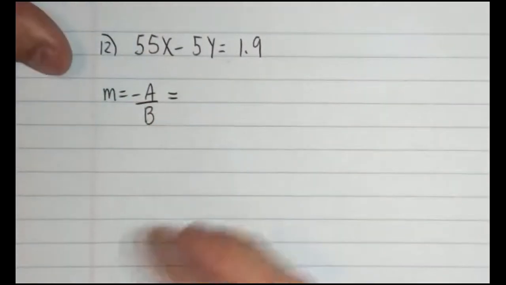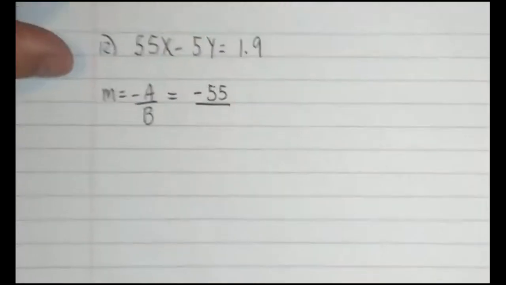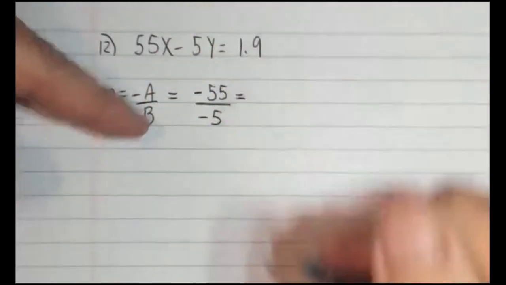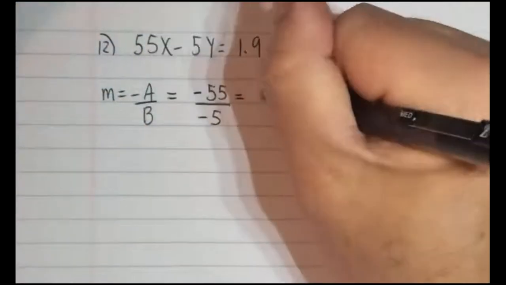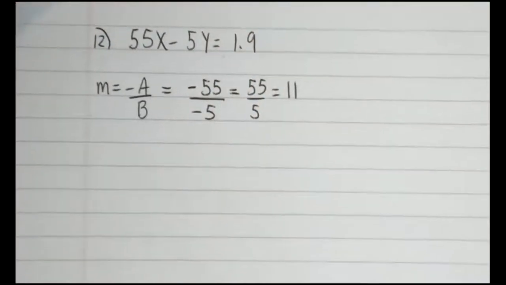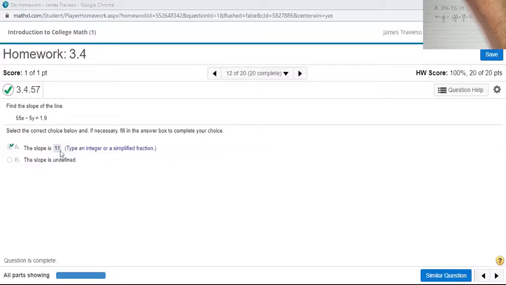So in this case, A is positive 55. We're going to make it negative 55. And we're going to divide by B, which is negative 5. Well, negative 55 divided by negative 5, we'd make those both positive. And 55 divided by 5, we know is 11. So our slope on that one is 11. That's how they come up with the 11.